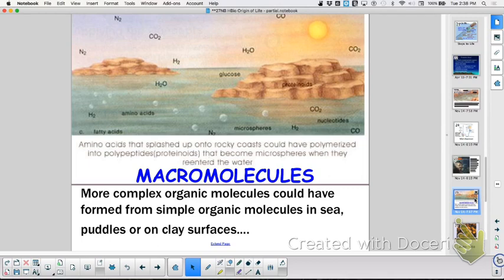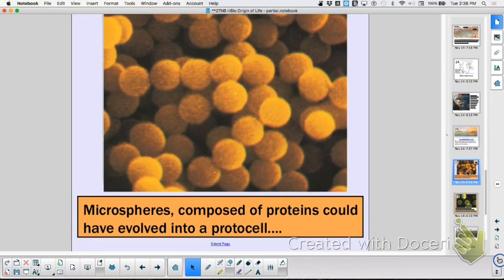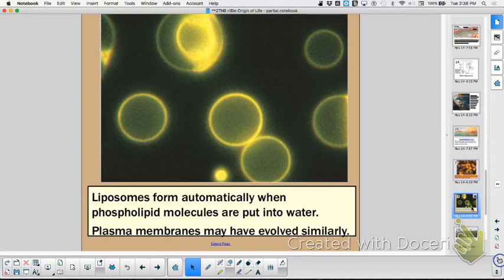And then from these simple organic molecules, you would build more complex organic molecules. And there are molecules like those present. Those are proteinoid microspheres. When hot proteins cool, they start to form a sphere. Or fats make these fat droplets.